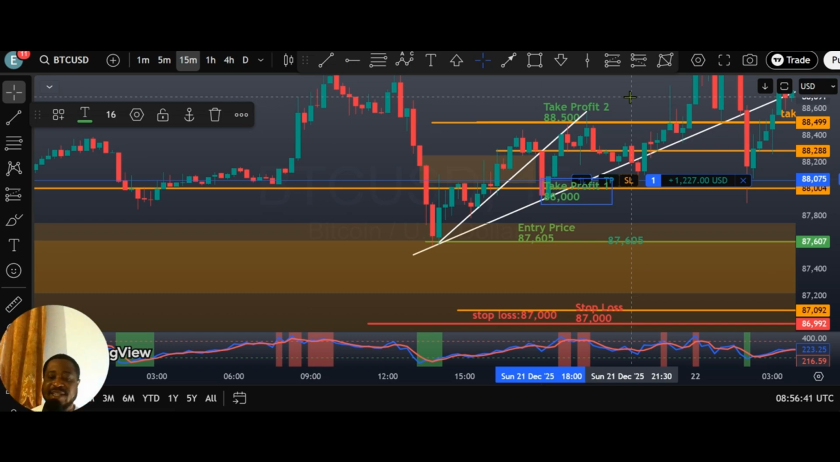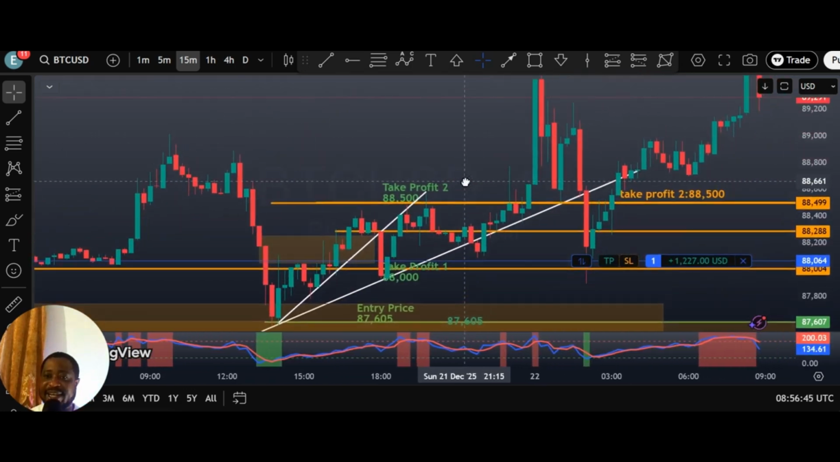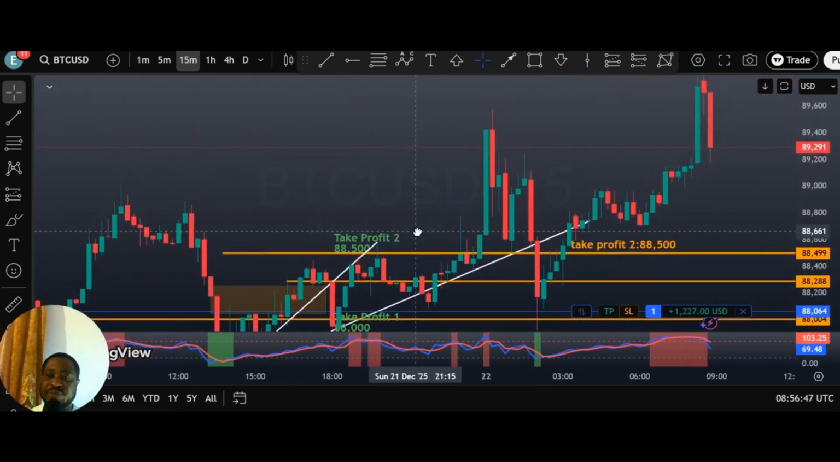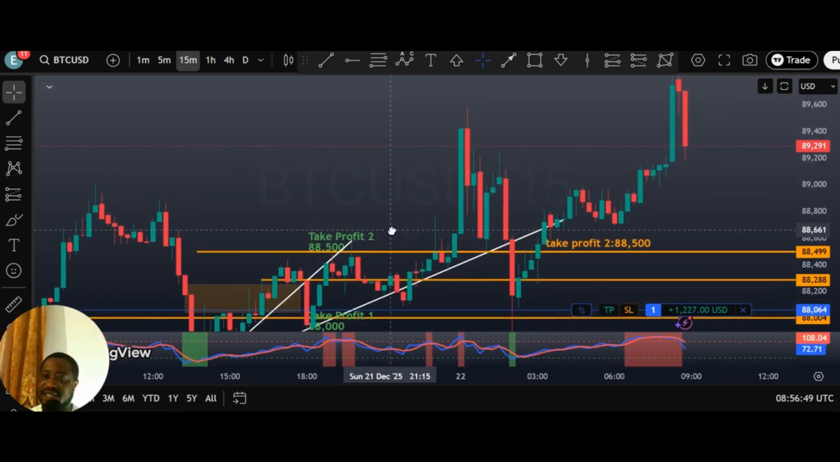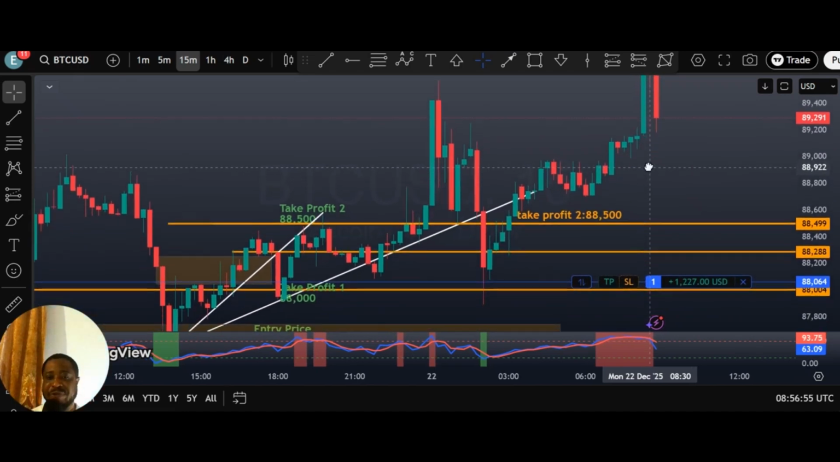We hit take profit, and I didn't close the trade because I analyzed it again, and it was still giving me bullish momentum. As you can see, the trade is still on because it has very good momentum to give a very good high risk reward.